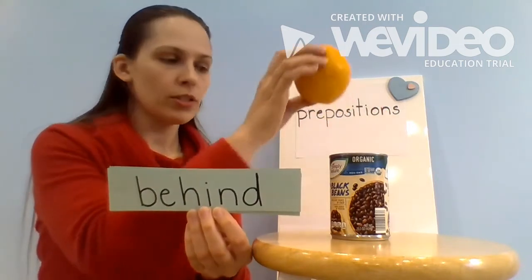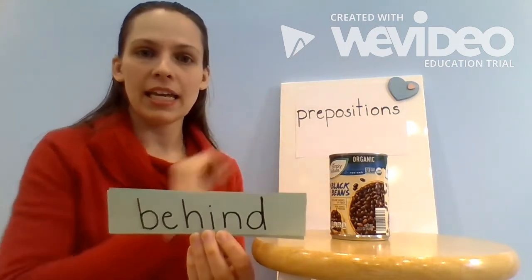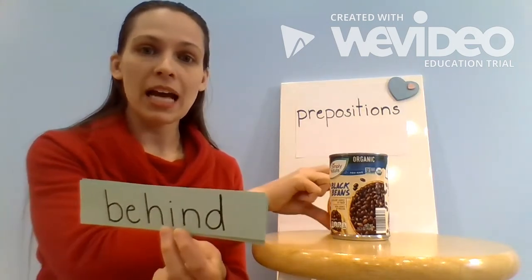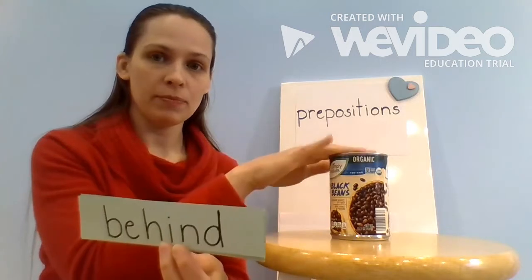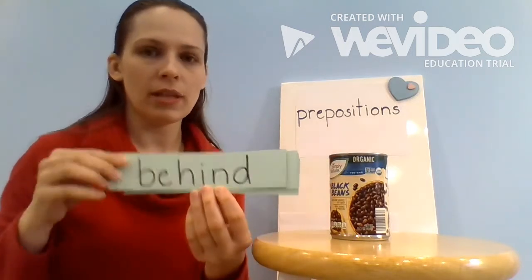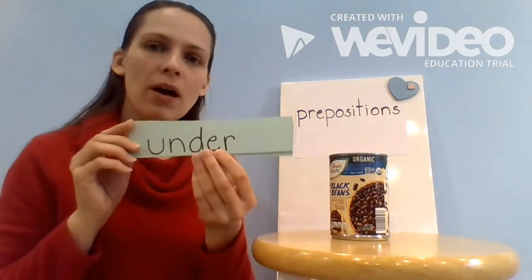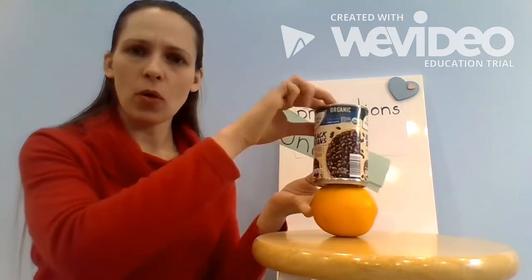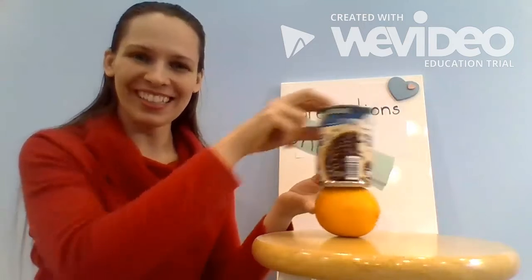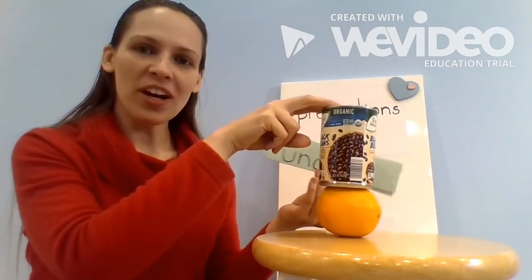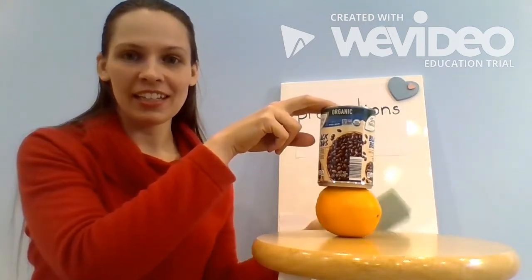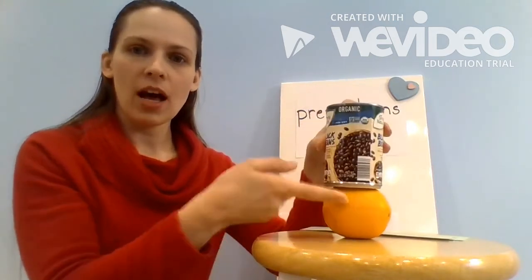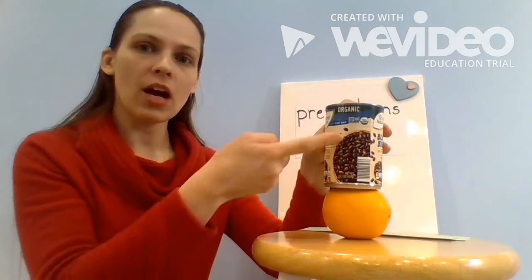So here's the orange. I'm going to put it behind the can. Can you see the orange? It's behind the can. Okay, so that's behind. How about under? Under. I have to hold it because it's going to roll. Right now, the orange is under the can. Okay, so can, orange, under. Okay, the orange is under the can.